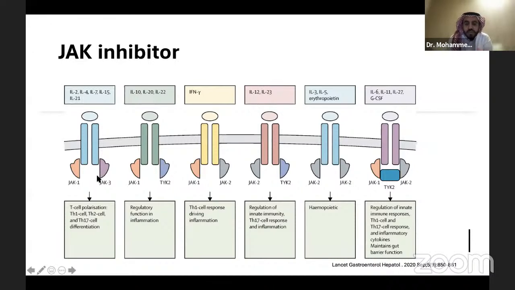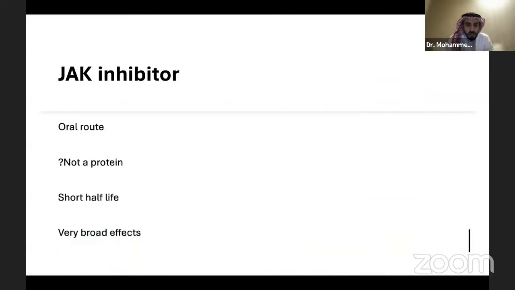attachment to a specific receptor of a cytokine. The main two JAKs that are specific to the gut or pathology in IBD are JAK1 and JAK3. JAK2 is mainly in the hematopoietic pathway, and we really don't try to target them in IBD medications.